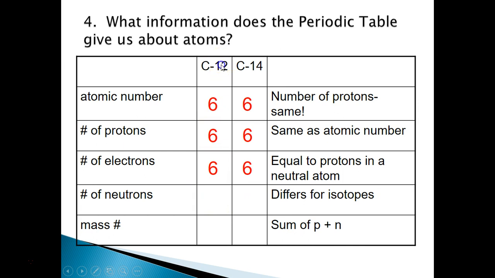Right now, here we have carbon-12. We know from the previous slide it has 6 neutrons, and carbon-14 has 8. So to get the mass number, it's just the sum of the protons and the neutrons. So 6 plus 6 is 12. And 6 plus 8 is 14.